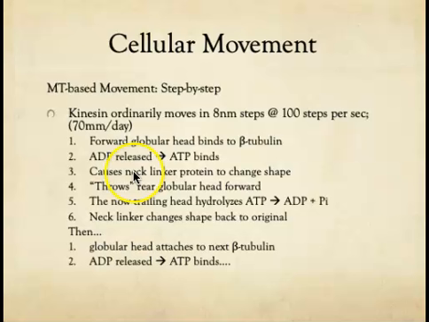That causes the neck linker to shift in its shape, which throws the rear foot forward. The ATP gets hydrolyzed into ADP. The neck linker changes shape back to its original form. The foot lands and binds to beta tubulin. The whole thing repeats. Let's take a look at this process step by step in another animation.